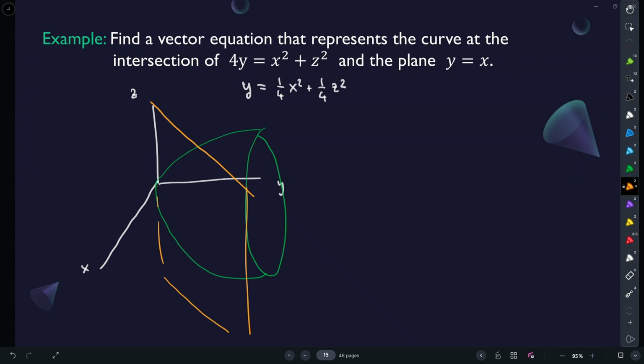That's hard to picture. What you can do is look at the z equals 0 plane, so the xy plane, and see what the intersection is there. And what you're going to get is a line and a parabola, like this. So let me actually do that. When z is equal to 0, I get y is equal to x squared divided by 4, and y equals x.